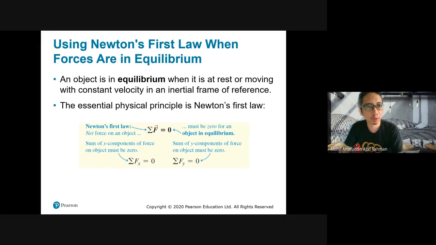All right, so when the object is in equilibrium, when it is at rest or moving with constant velocity in an inertial frame of reference, then as a principle of Newton's first law, the summation of force will be zero, because the object is at rest or at a constant velocity. This is equivalent to the summation of force in the x direction being zero, and also the summation of Fy being zero.